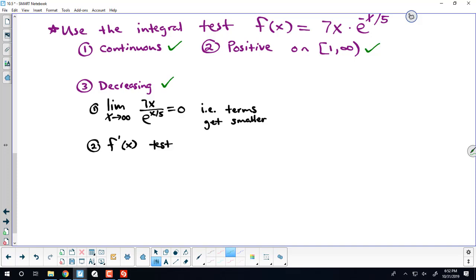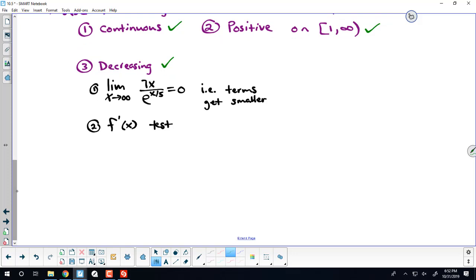So we verify those conditions are actually true. Then we integrate from 1 to infinity of 7x e to the negative x over 5. So how are we going to integrate that? By parts.